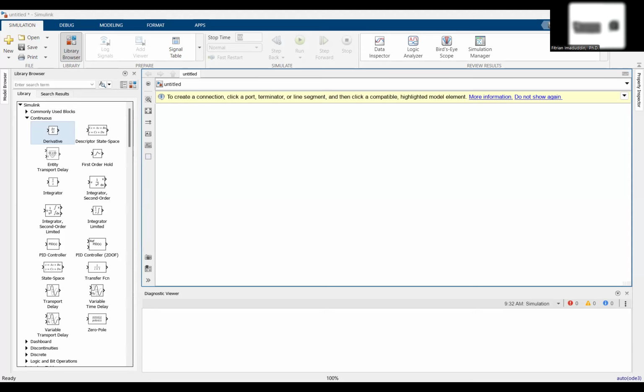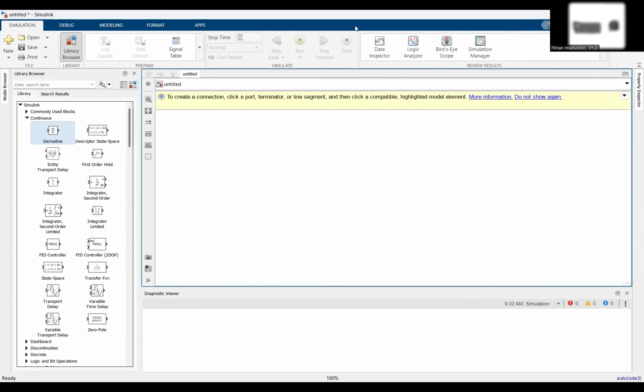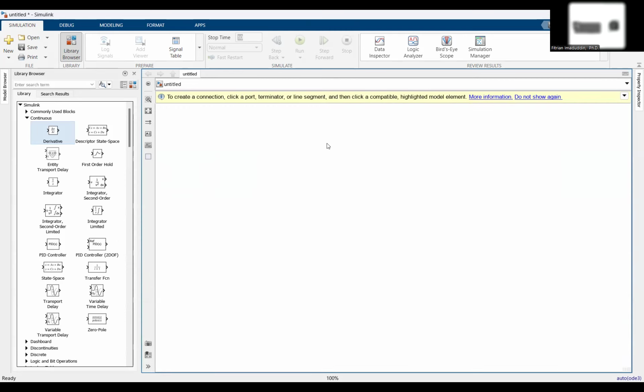So I'm going to share my screen. You've done this simulation earlier, and we will start with the first term, which is the x1.